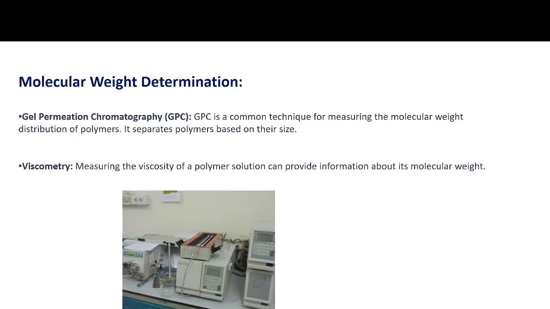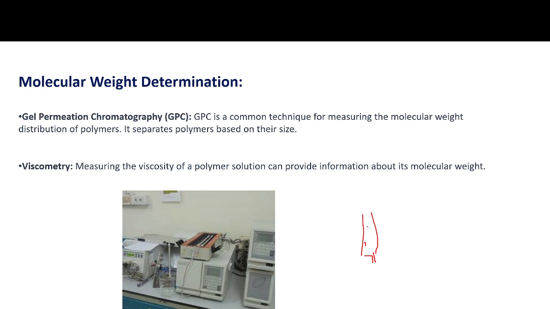So there will be other techniques for polymer characterization. If we are going to characterize the molecular weight and its distribution, there is a technique like GPC, gel permeation chromatography, where we run the sample, and there is a column in the instrument.